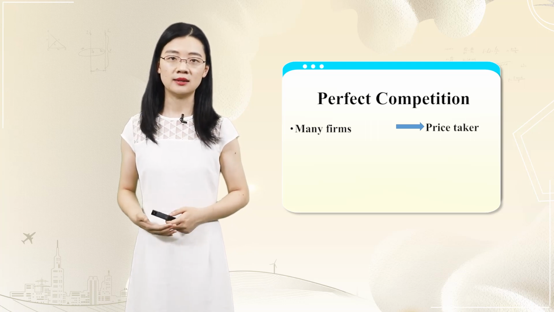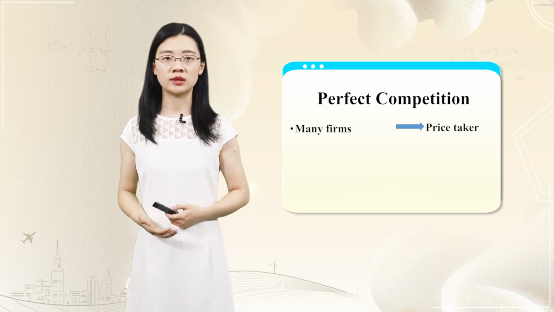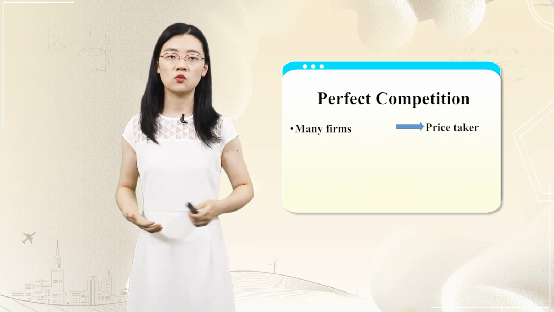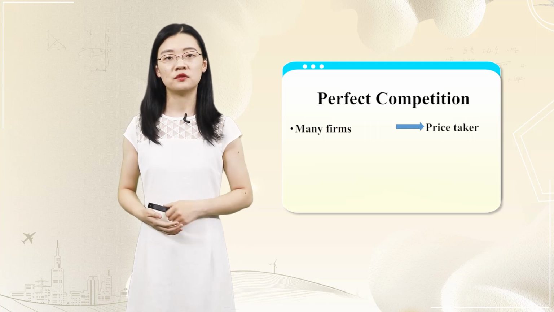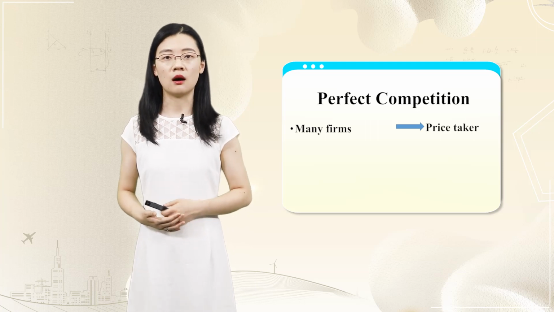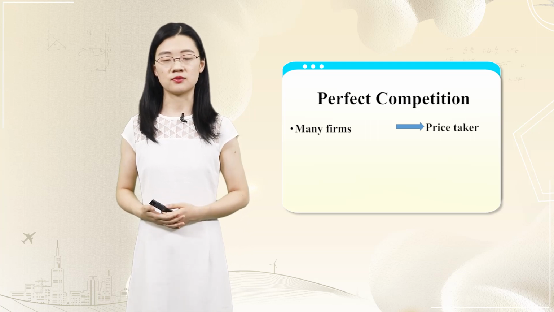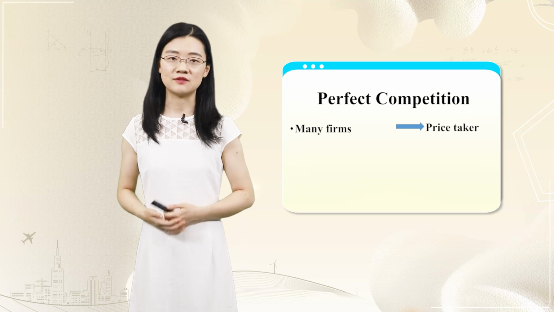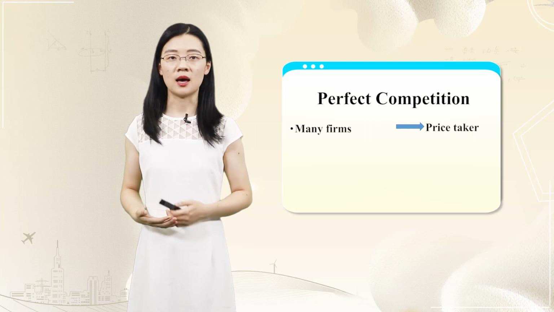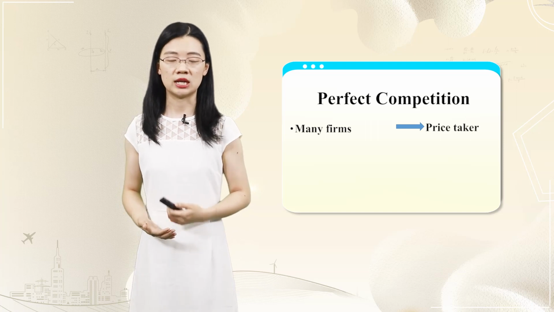For example, in the wheat market, if the current market equilibrium price is 1 yuan per kilogram, due to the large number of farmers who grow wheat, any single farmer will find that his own output level has negligible impact on the overall supply of the market, and therefore will not change the market price of wheat. The individual wheat farmer will only take the price determined by the market supply and market demand as given, and cannot affect the market price by changing its own output.